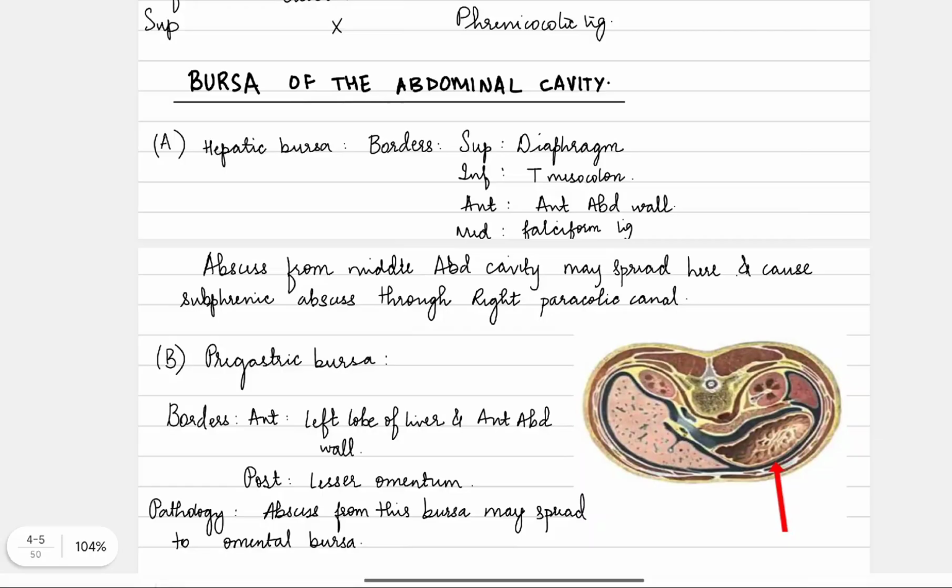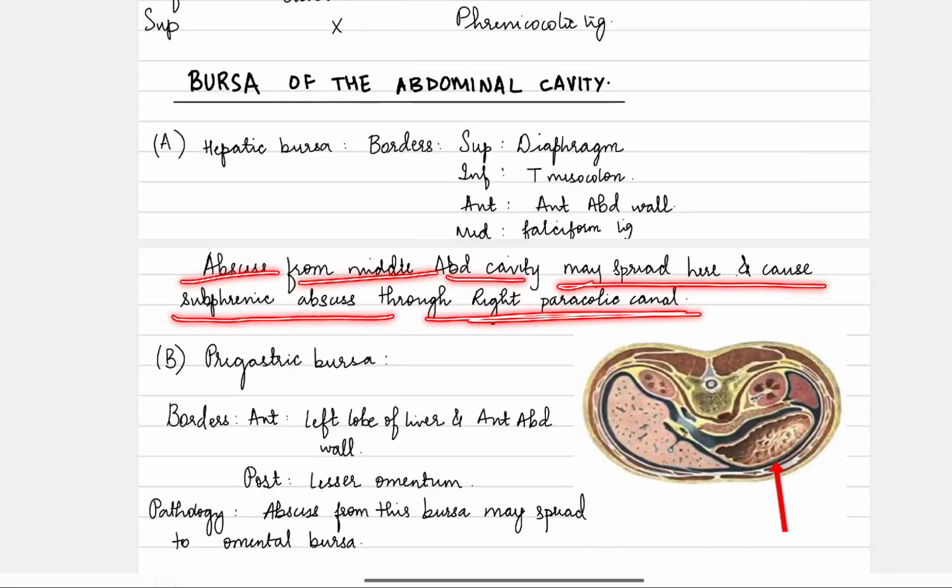Okay. Next is the bursa of the abdominal cavity. There is the hepatic bursa. Its borders: superiorly there is the diaphragm, inferiorly there is the transverse mesocolon, anteriorly there is the anterior abdominal wall, and medially there is the falciform ligament. An abscess from this medial abdominal cavity may spread here and cause a subphrenic abscess through the right paracolic canal.